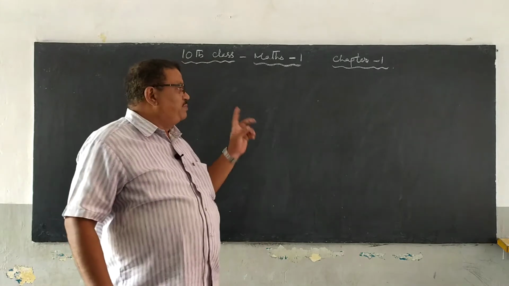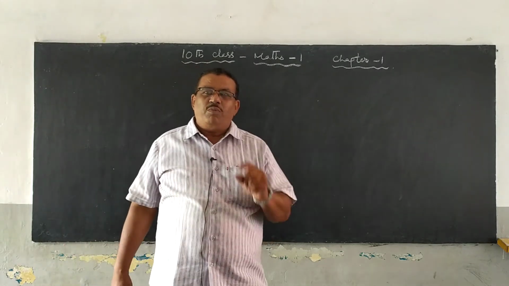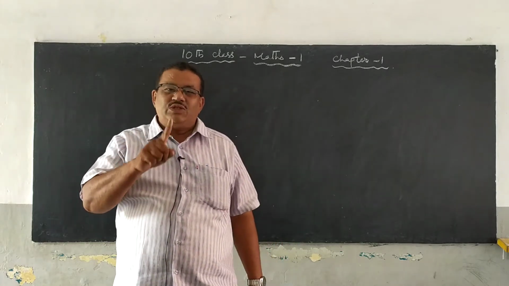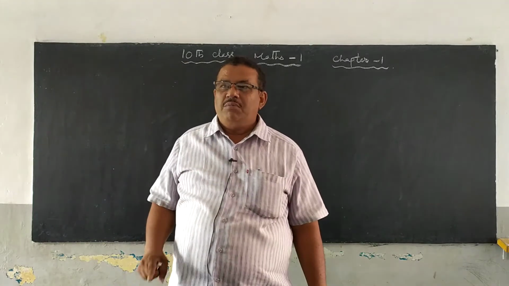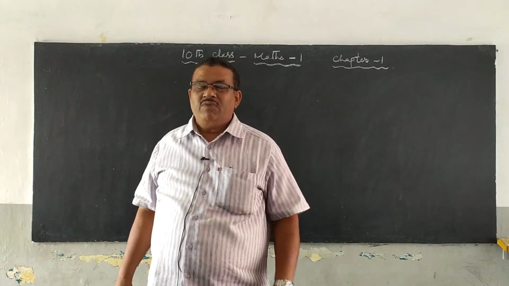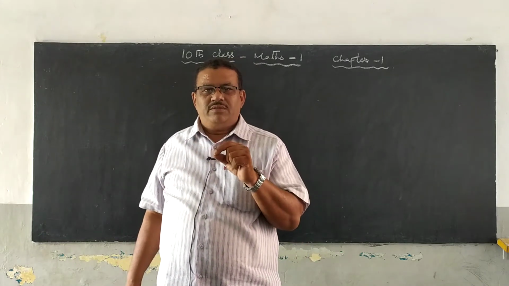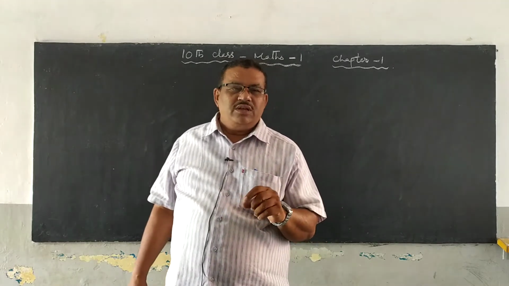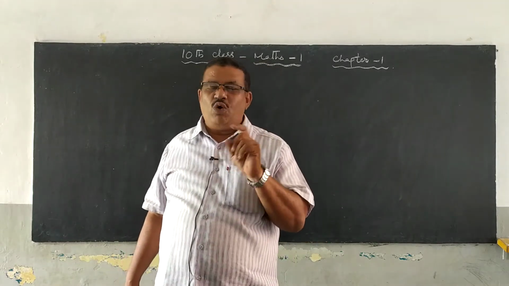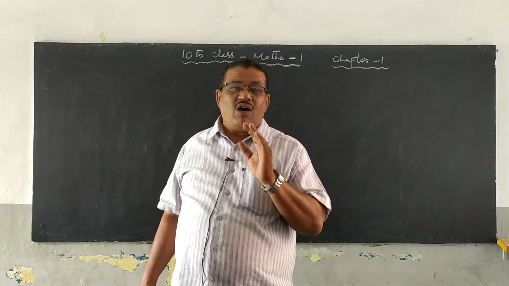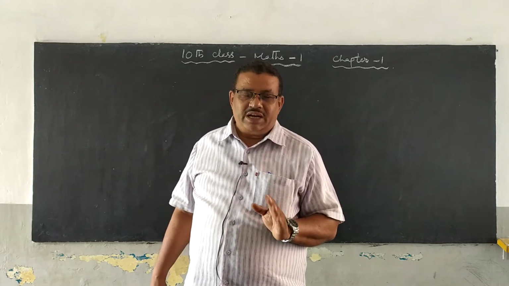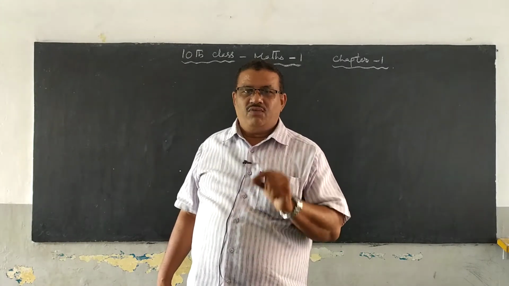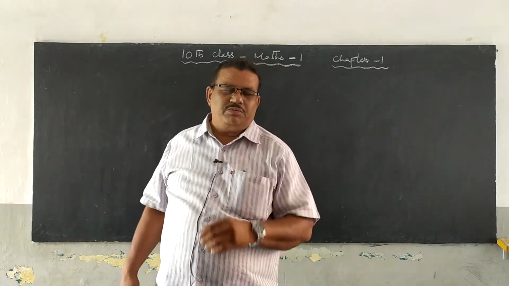In the expansion, 4 power n can be written as 2 power 2n. So it contains only the prime number 2 but not 5. When any number ends with the digit 0, it is definitely divisible by 2 and 5. In 4 power n there is no 5, so it is not divisible by 5. That is why 4 power n cannot end with the digit 0.